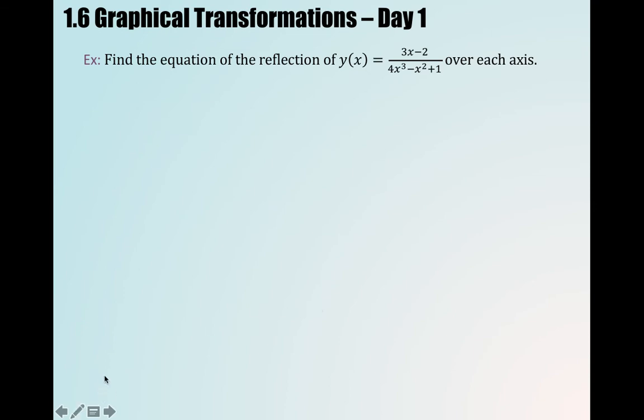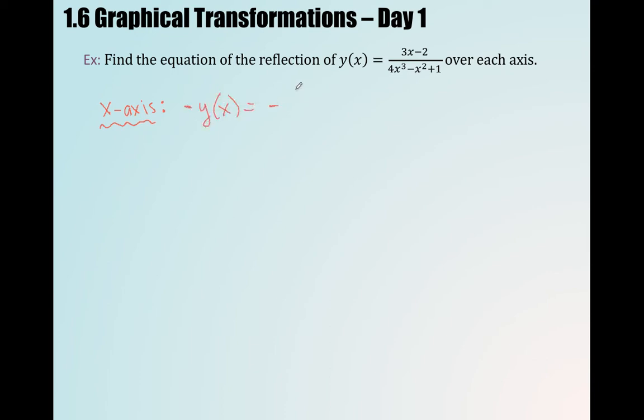So find the equation of the reflection of this right here over each axis. Let's start with, why don't we do the x-axis first? So if you reflect it over the x-axis, your y value becomes negative. So that means I'm going to be doing negative y of x.